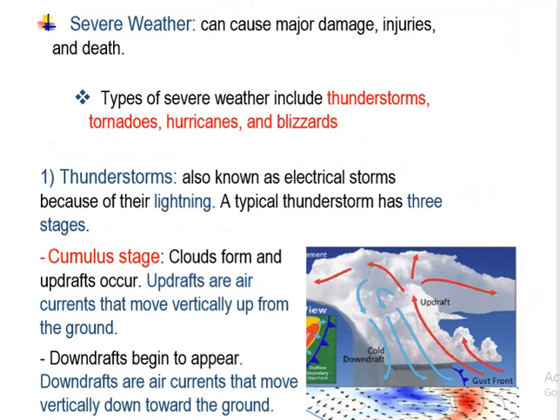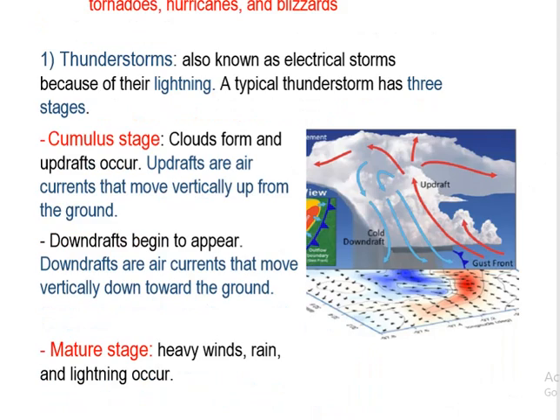Severe weather means bad weather. It can form natural disasters. Today we will take 4 types of these disasters. In every type you should know the name and how it forms. First one will be thunderstorms, also known as electrical storms because of their lightning. Thunderstorms and electrical storms. How do they form? They pass through 3 stages.